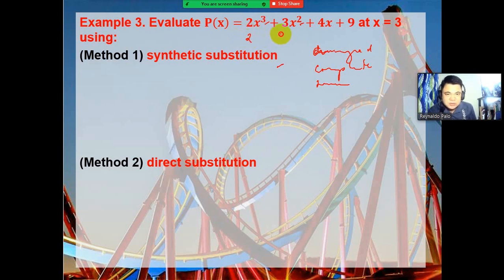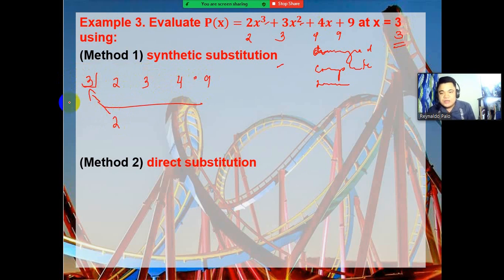The next thing is, remove now the coefficients. Please include the signs. So 2, 3, 4, 9. And then get the value of x, which is 3. Now you can solve for p of 3. Our divisor, you're going to also use in synthetic division in our next lesson. So 3 is your divisor, which is the value of x, and then get all the coefficients, 2, 3, 4, 9. The initial thing that you're going to do is bring down the first coefficient, which is 2, and then multiply it to the divisor. So 2 times 3 is 6, then plus 3 is 9, and then multiply it again to the divisor.